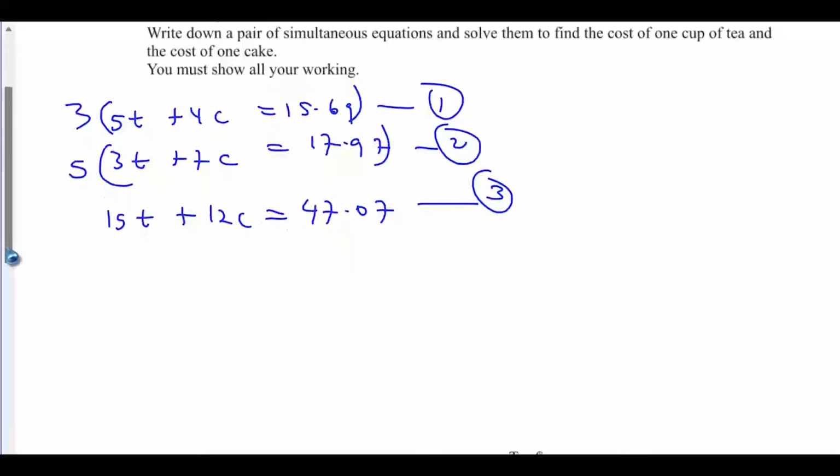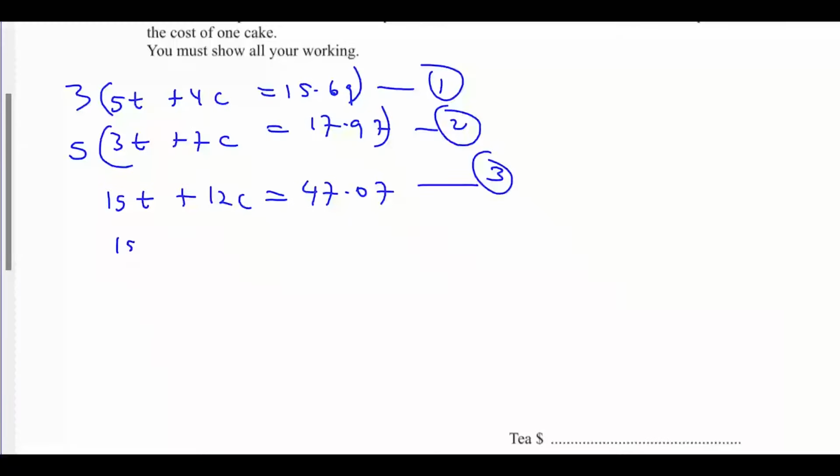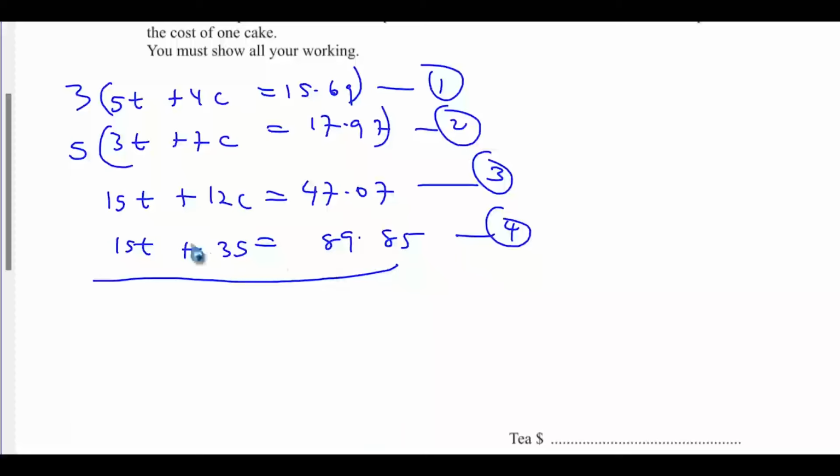So let's expand equation 2. That will also give us 15T, then plus 35C will be equals to 89.85, and you can call this equation 4 as well. So we can now subtract equation 4 from 3. So if you put minus here, minus here, minus here, minus here, minus times minus gives plus, so we still have the same equation 4 here if you expand by this negative sign. And why did I put negative sign here? Because it is the negative sign that will make these two terms to be 0. So this will be 0, so I may not write it here.